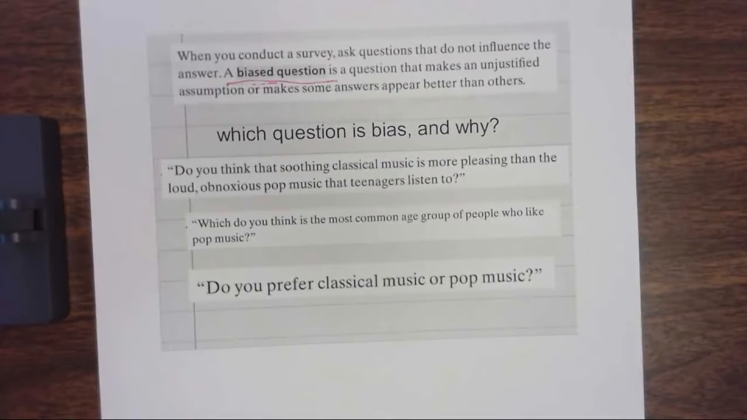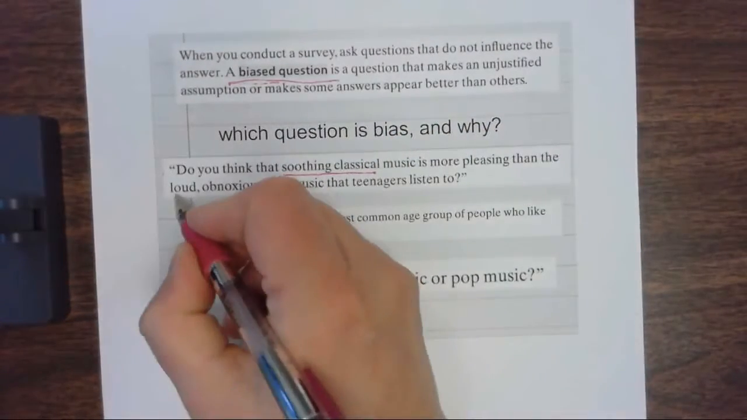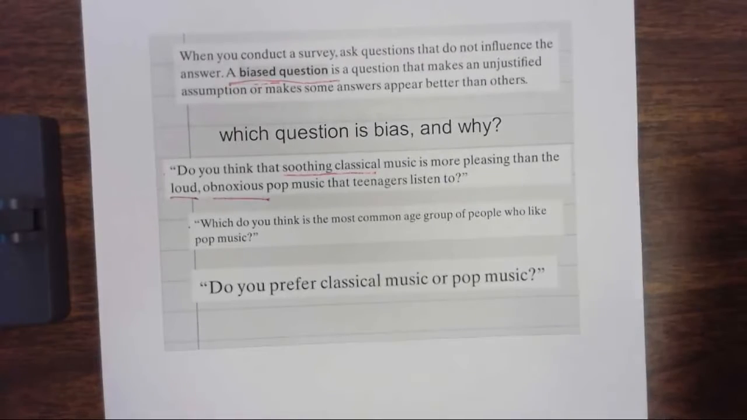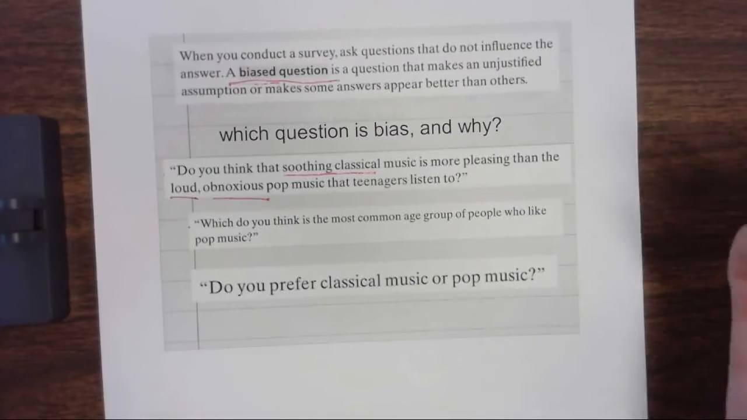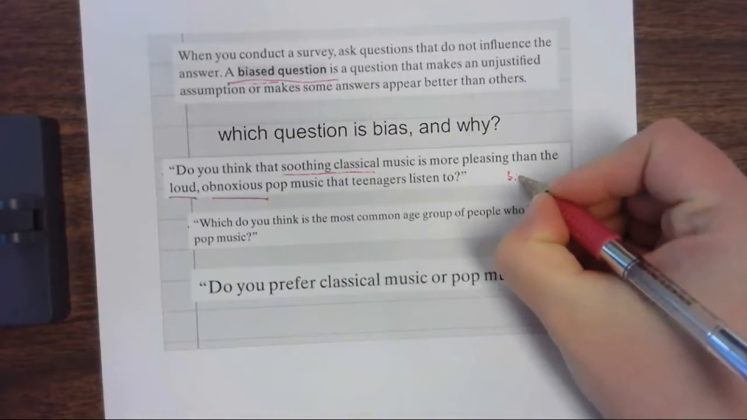Or would you maybe think twice which one to pick? Well, the first one is really biased. The reason why is because it has these extra words which tell you kind of which one is better, which one is not. Look at those adjectives. Soothing classical music or loud, obnoxious pop music. Well, a lot of people will be drawn to pick soothing because that's better than the loud and obnoxious. So this question is very biased.